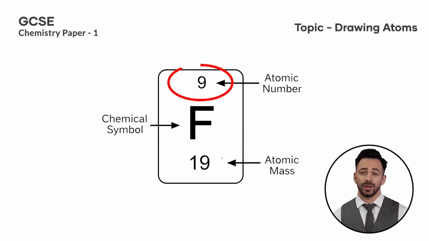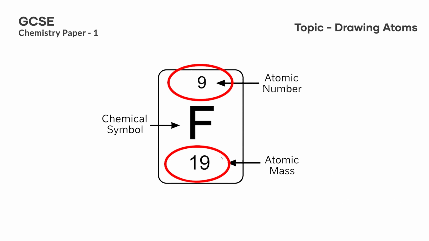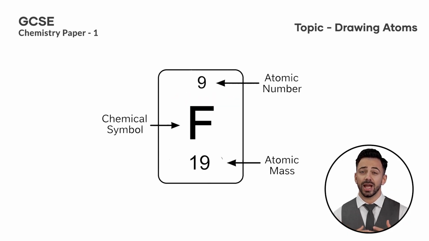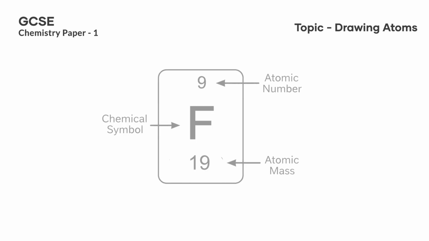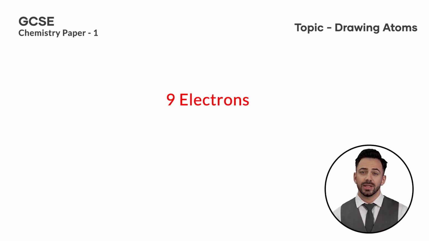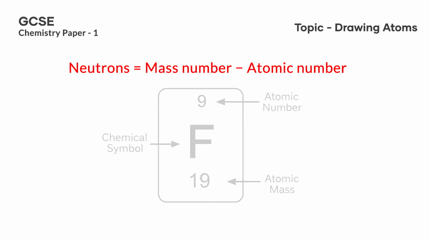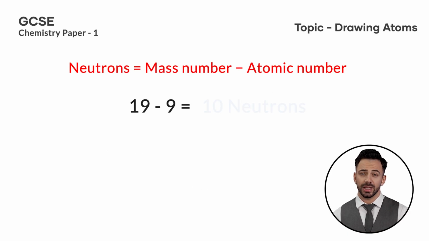Fluorine has atomic number 9 and mass number 19. How many protons does it have? The answer is 9. How many electrons does a neutral fluorine atom have? The answer is 9 electrons. And how many neutrons does it have? 19 minus 9 gives 10 neutrons.